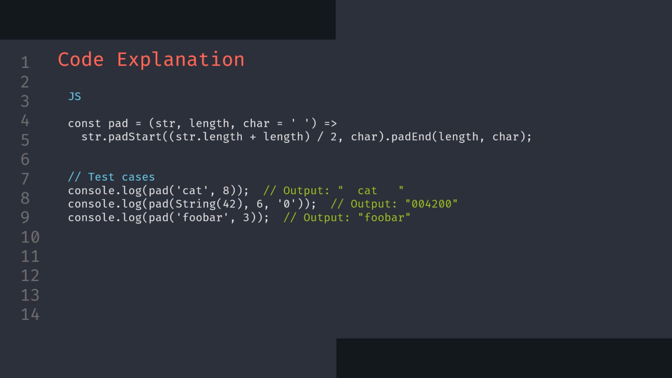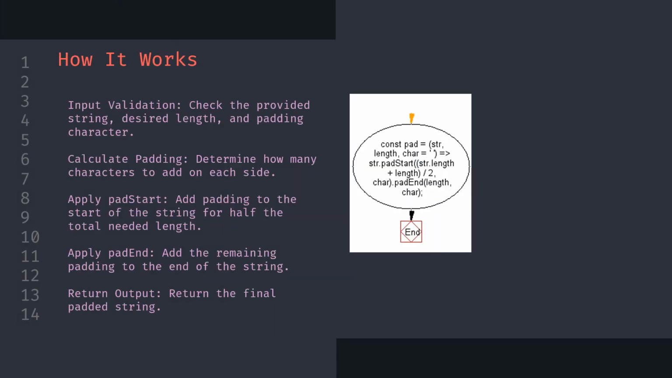Let's test it with a few examples. Here's how it works. First, we validate the input parameters, ensuring the string and length are defined. Then, we calculate the padding required for both sides of the string. Using padStart, we add characters to the beginning of the string. Afterwards, padEnd adds the padding to the end of the string. The result is a perfectly padded string which we return.